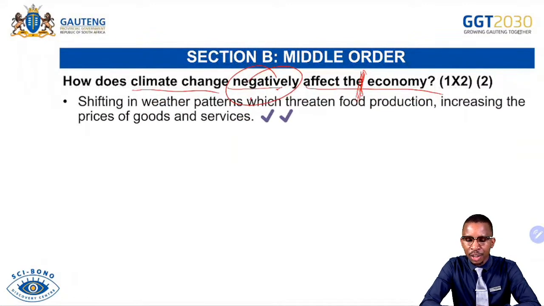Shifting weather patterns will threaten food production, increasing the prices of goods and services. We know that if weather patterns are changing against production in the agricultural sector, that will lead to less crop production and less harvest. For that sake, there will be less harvest and less production under agriculture. That will lead to higher prices because there will be lower productivity in that case.